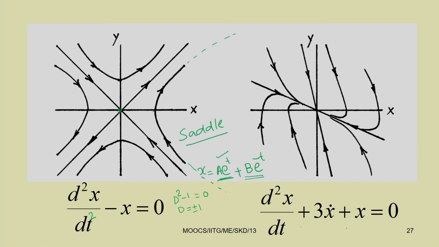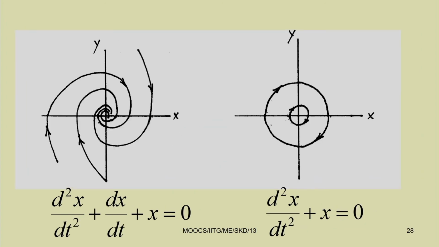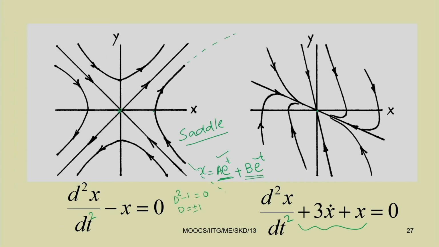Now let us take this equation. This is similar to the free vibration of a single degree of freedom system. In this case you will get a spiral, spiraling into the system, so you have a stable spiral point. Here it is d square x by dt square plus damping plus x. It is spiraling here, but in the previous case all the points are coming to the same point.